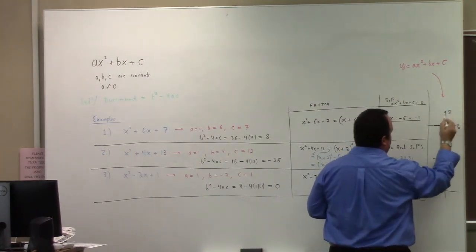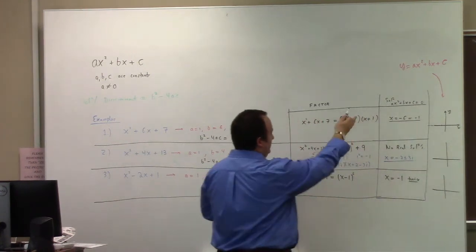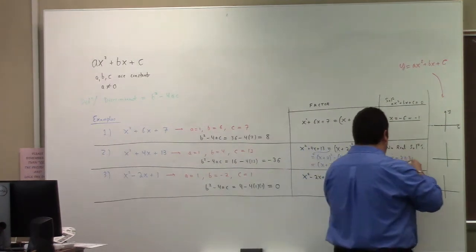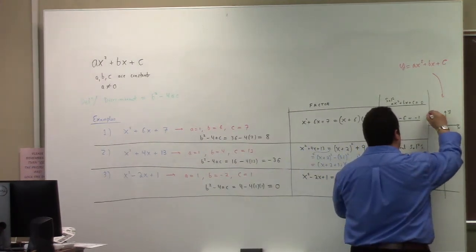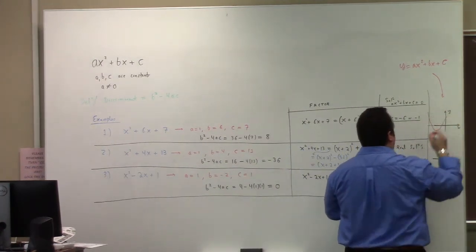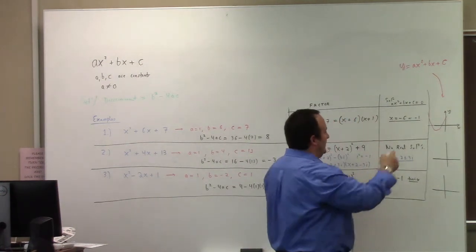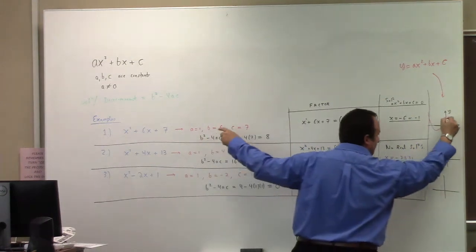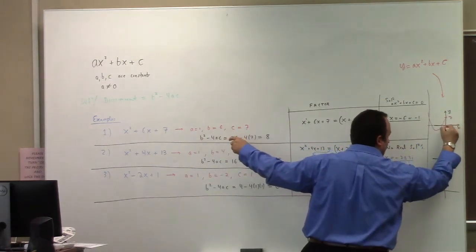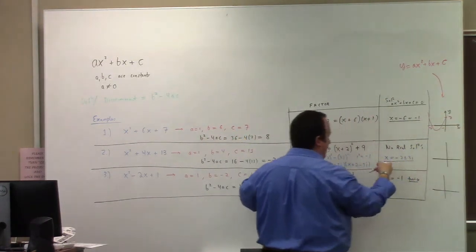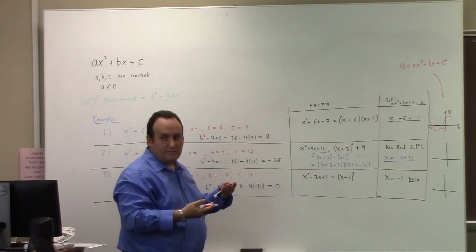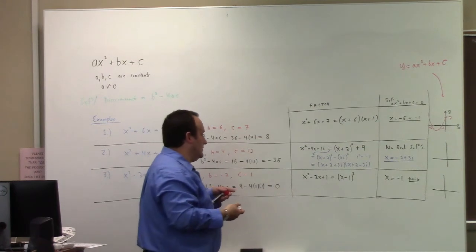Well, the coefficient of the leading term is positive, right? So it opens up. It's a parabola. And it's going to look something like this, right? In fact, the y-intercept, we could read off this. The y-intercept is 7. This guy has no x-intercept, so it opens up, right? It never crosses the x-axis.